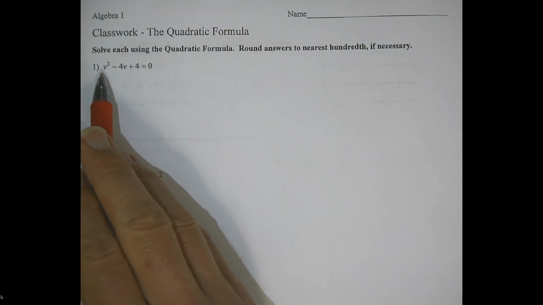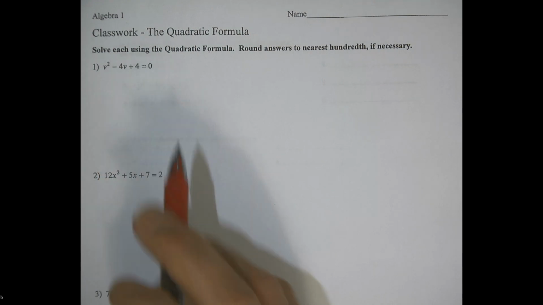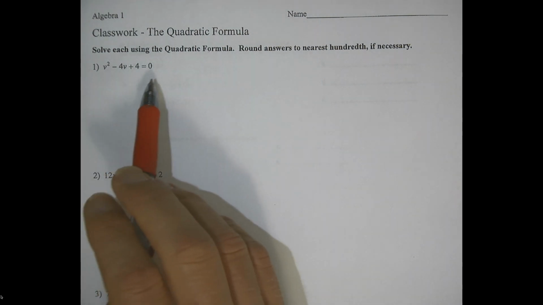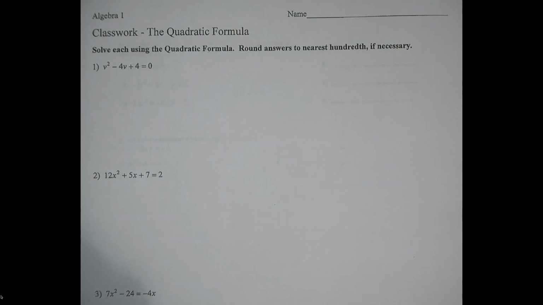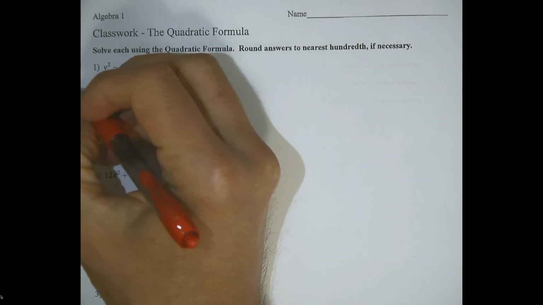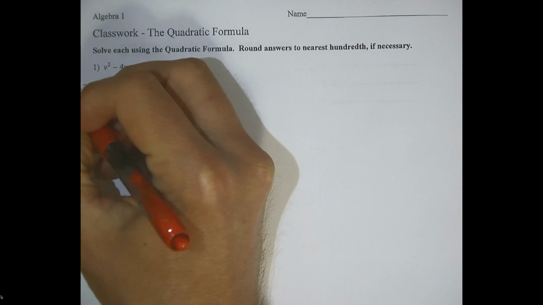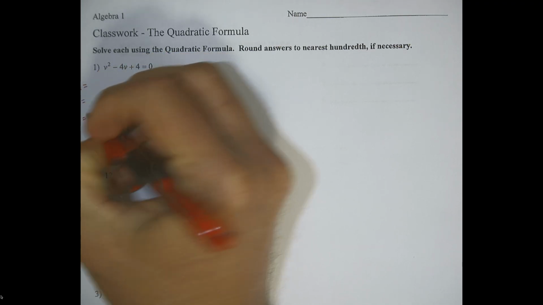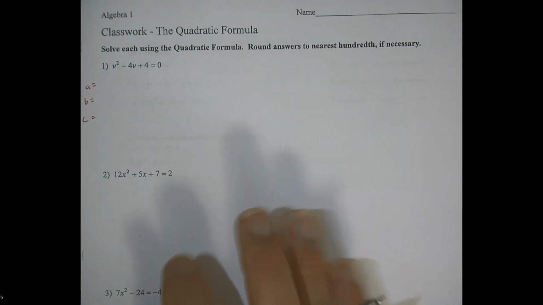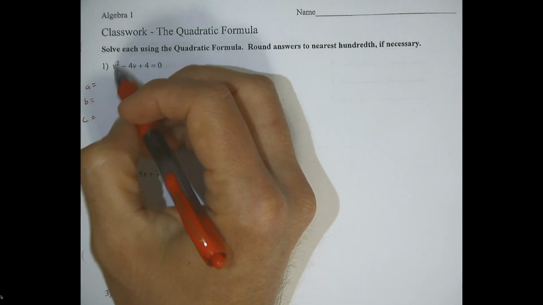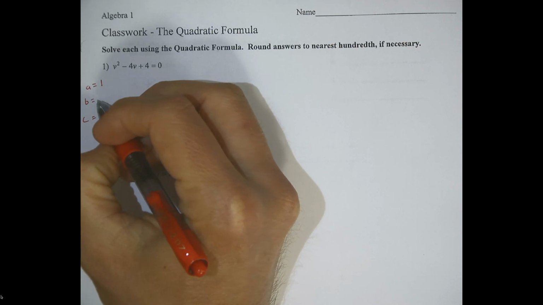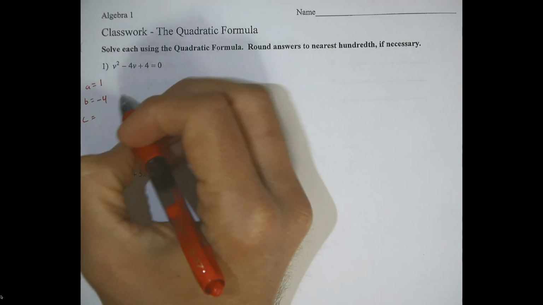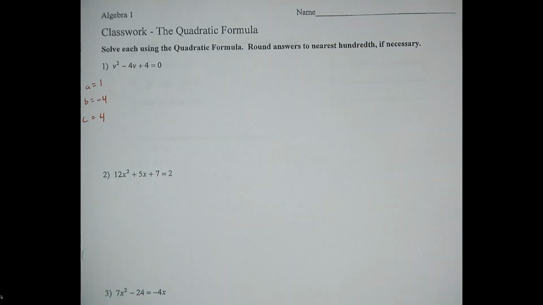That means basically everything's on one side of the equation with 0 on the other. So this one's good to go. But for example, when we get to number 2, we're going to have to move this 2 before we can determine an A, a B, and a C. So for number 1, we can find an A, B, and a C right now because it is in standard form. So A is a coefficient of v squared, so that's 1. Coefficient of v is -4 because of the minus, and C is 4.